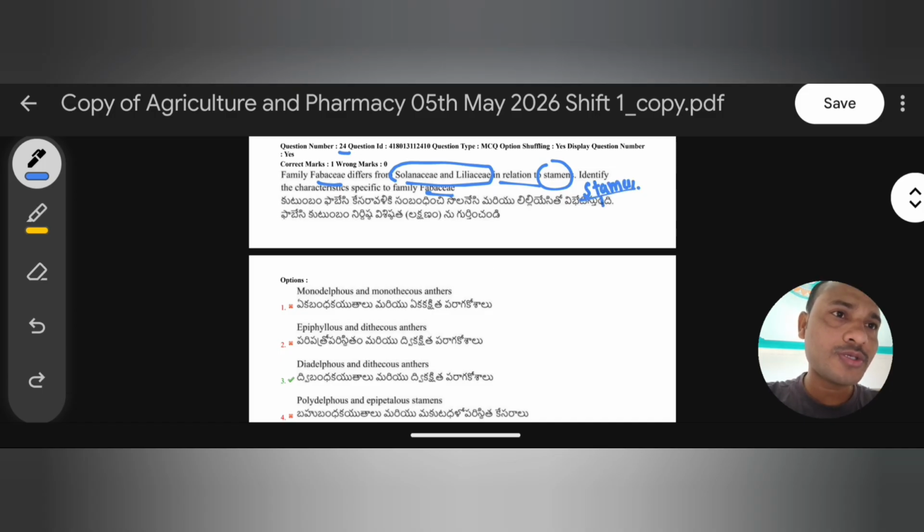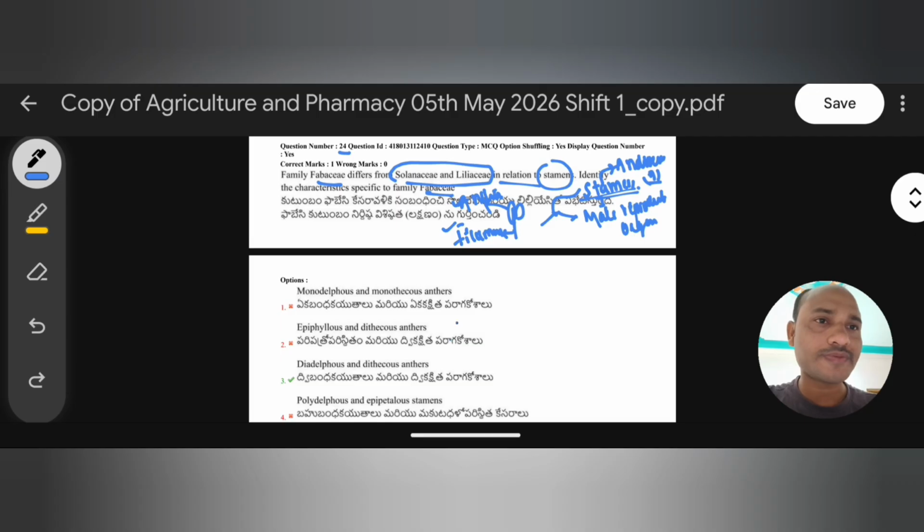Do you know stamen is the male reproductive organ? This stamen has two important parts. This part is called the filament and this part is called the anther. Anther plus filament together form a single stamen. Remember, the group of stamens together form a structure called androecium, and it is indicated with A.